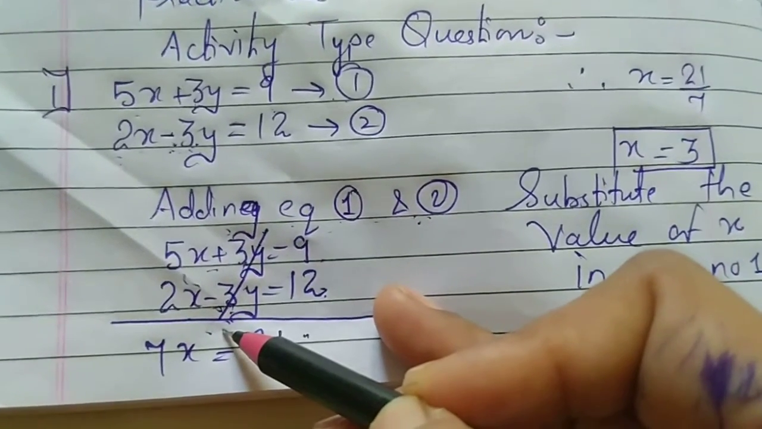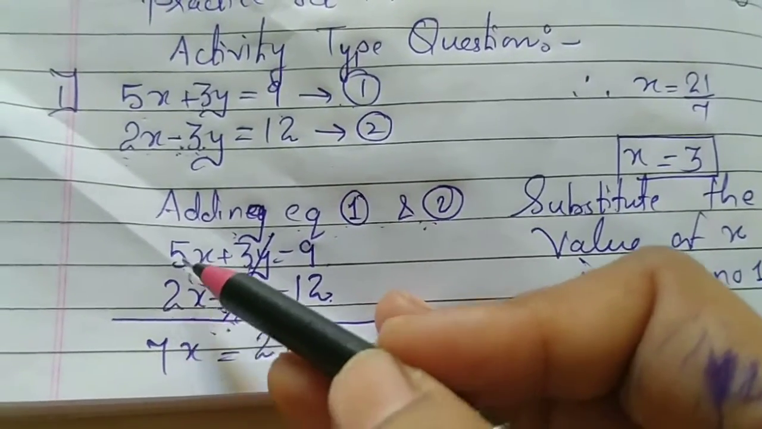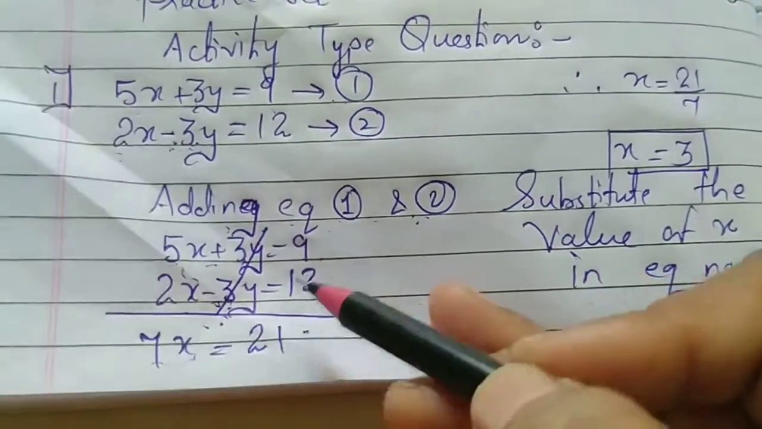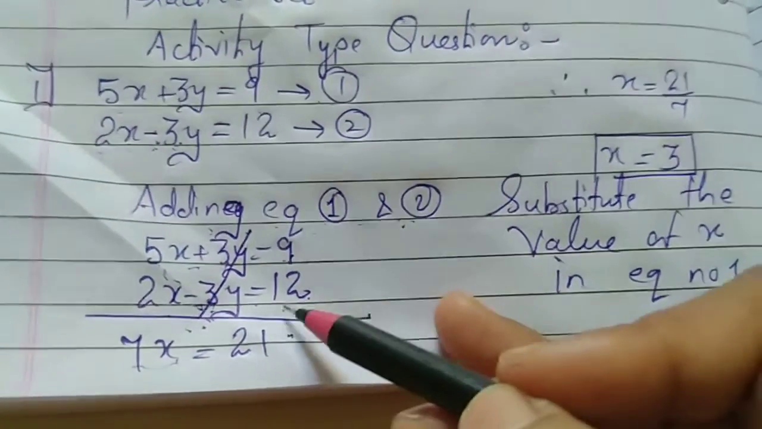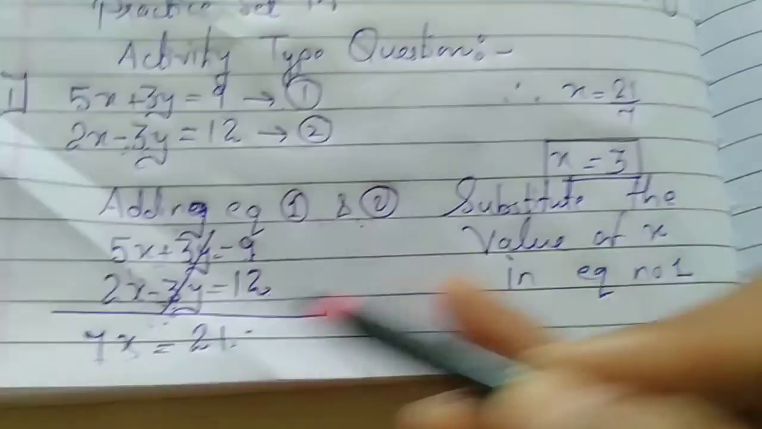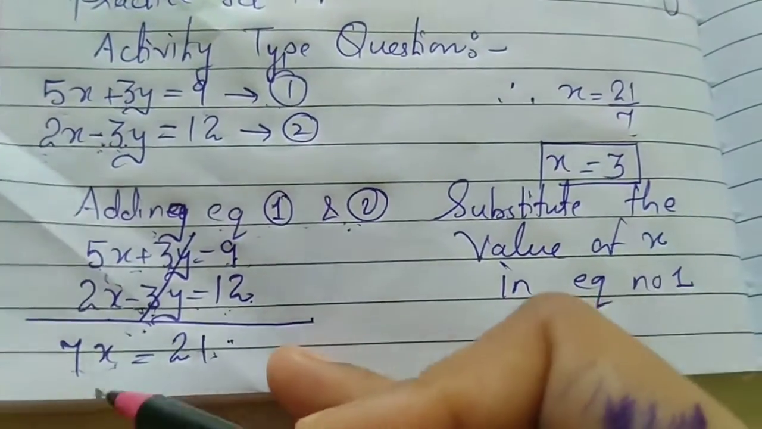Now my y term is not there. I am only having the x term. That is 5 plus 2. When I am adding this, I am getting 7x. When I am adding this, because both the numbers have plus sign, you will add it. 12 plus 9 is 21. Now here it is 21 upon 7, because you want to find out the value of x.